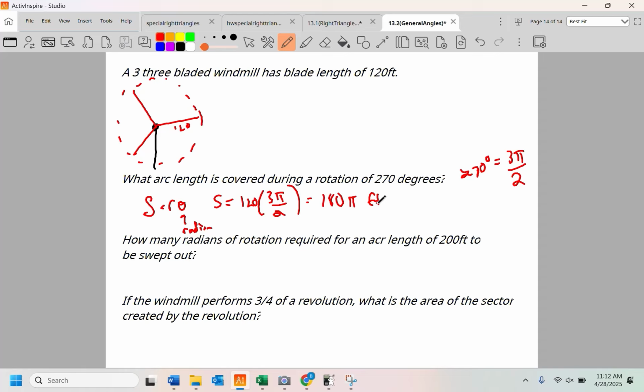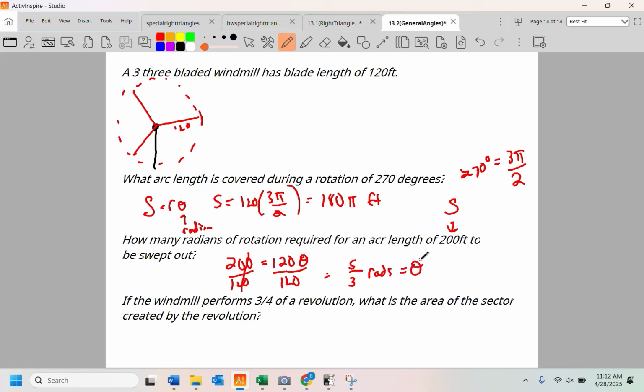How many radians of rotation is required for an arc length of 200 to be swept out? This is pretty simple. That's S, all right? So 200 equals the radius of 120 times theta. And you just divide through by your 120, zeros cancel, and 20 over 12 should be 5 over 3. So this is 5 over 3 rads. It does not include a pi. Equals theta.